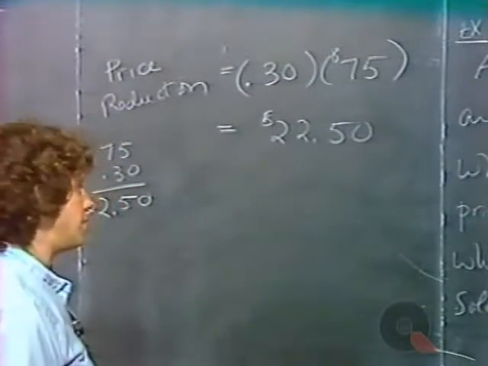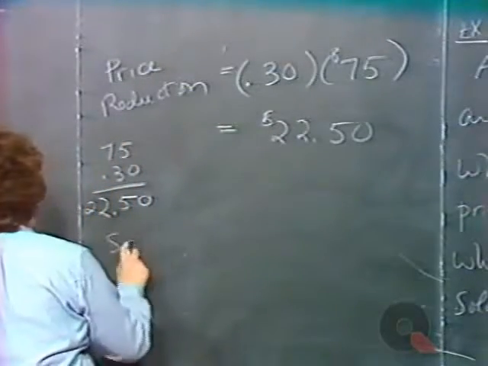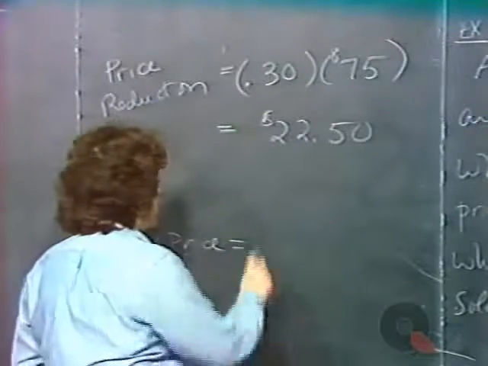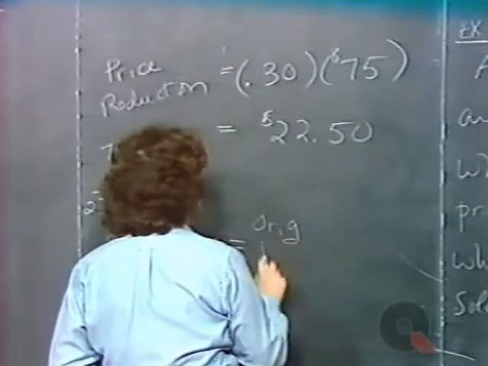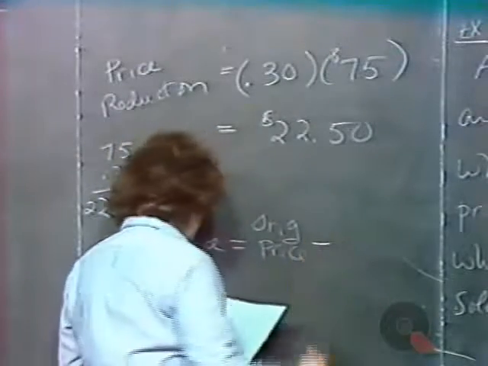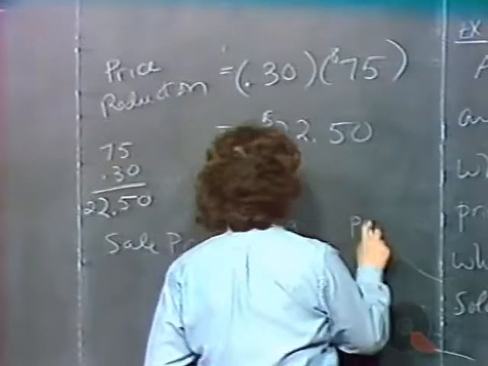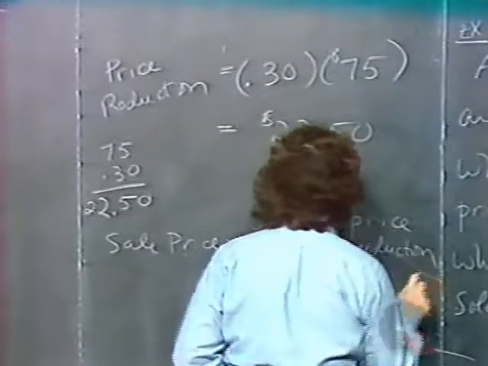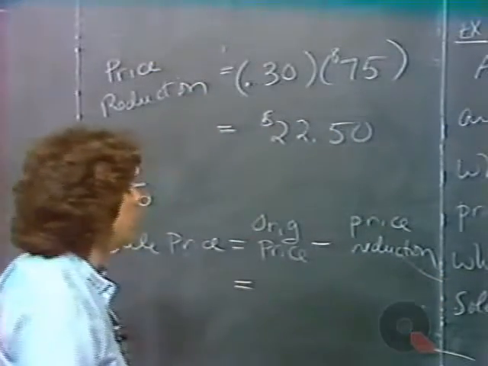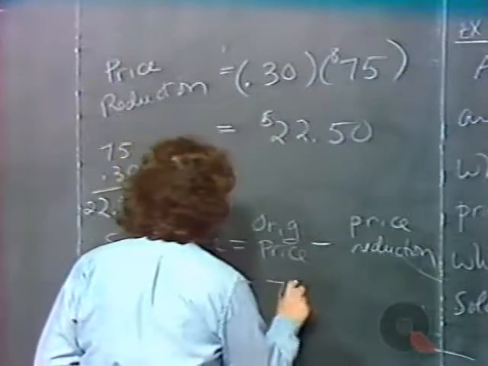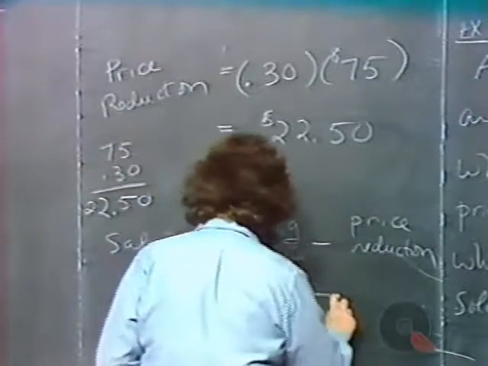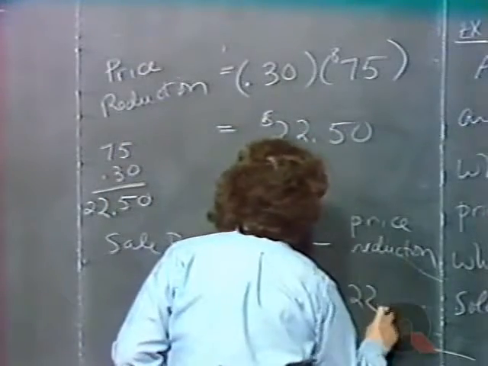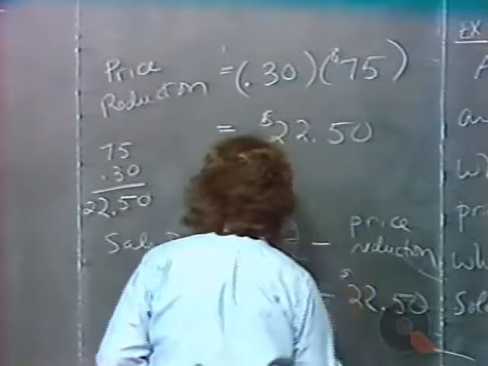Okay, so what is the sale price? The sale price of the jacket will be the original price, take away the price reduction. The original price, of course, was $75. Take away the price reduction of $22.50.